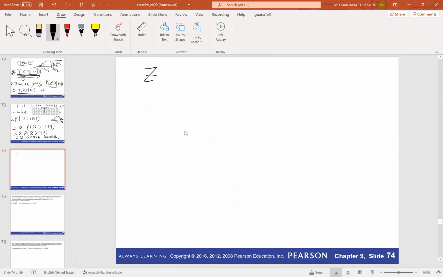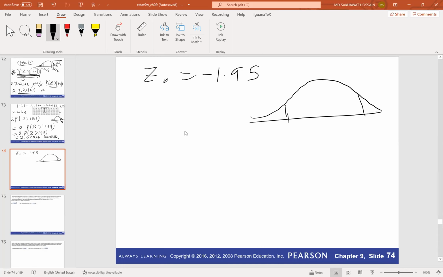Here we have Z0 as -1.95, right? For a two-tailed test, what we are doing here is this: we have negative z alpha over 2, and this is z alpha over 2, right? So the area on the right side is alpha over 2, and this area is alpha over 2. Now we want to find the p-value for the two-tailed test.